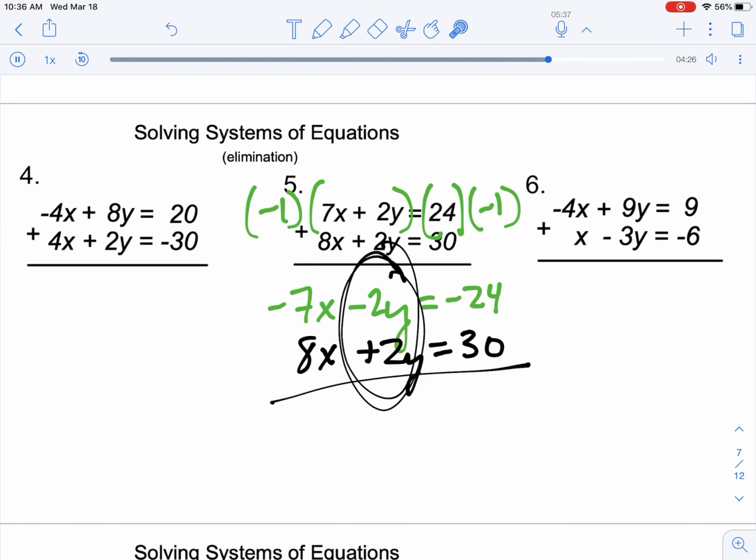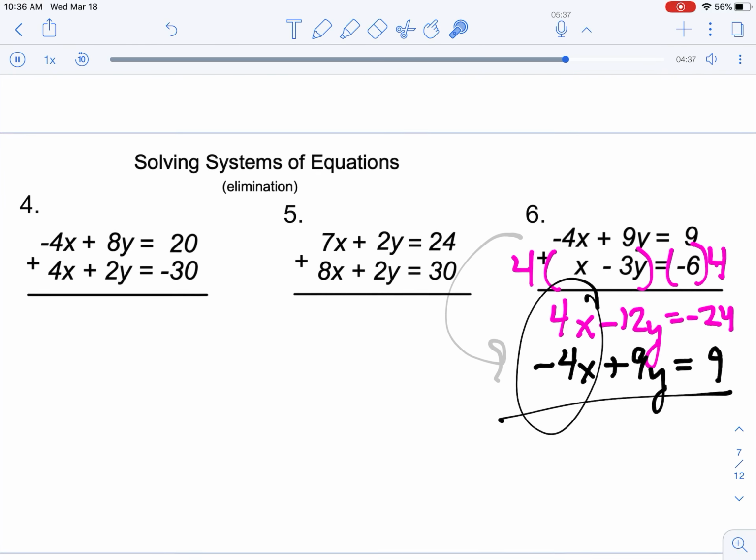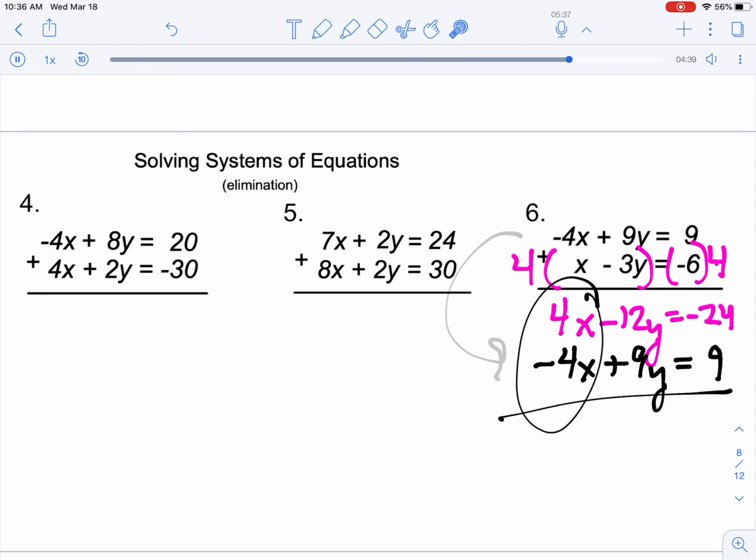For number 6, I want to get the x's to eliminate, so what do I need to multiply the second equation by? Well, I multiplied the second equation by a positive 4. And you can see in this pink equation here, 4x minus 12y equals negative 24. And then I just rewrote the second equation, I rewrote the first equation, negative 4x plus 9y equals 9. And now I've got my pair of opposites, and it'll eliminate the x's.